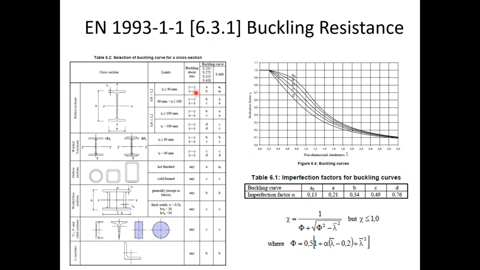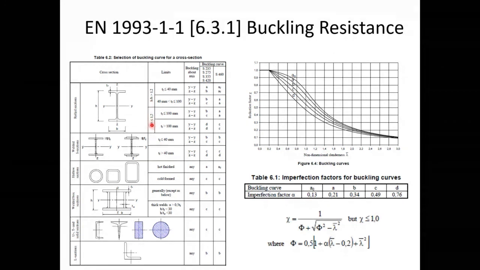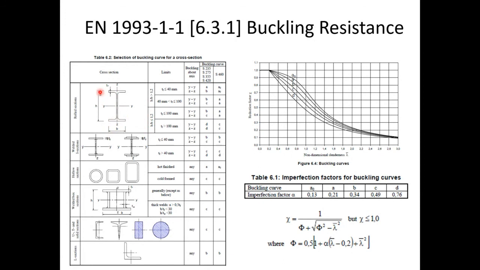If we're going about the minor axis, in other words, buckling this way, about this axis, then we're going to use buckling curve B. However, if the flange was thicker than 40, somewhere between 40 and 100, then about the YY axis, buckling this way, we'd use curve B. Buckling in the other direction, we'd use curve C. If we have a more stocky member in terms of cross-section, so that the height is closer to the width, in other words, the height divided by the width is less than or equal to 1.2, and the thickness of the flange is less than 100 millimeters, then we have curve B for YY and curve C for ZZ.